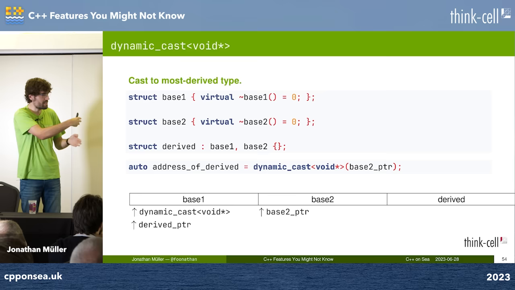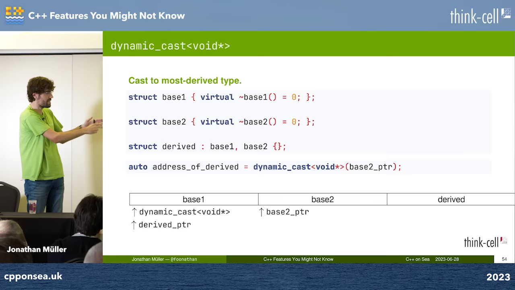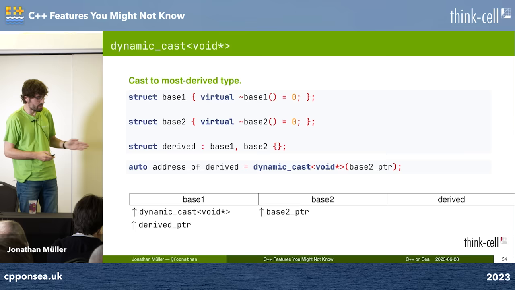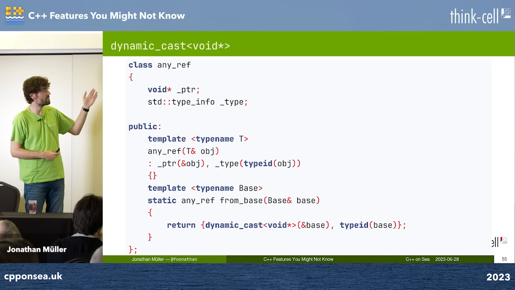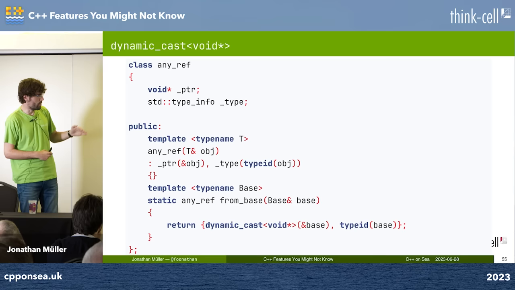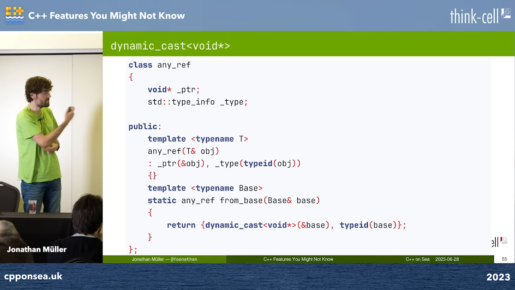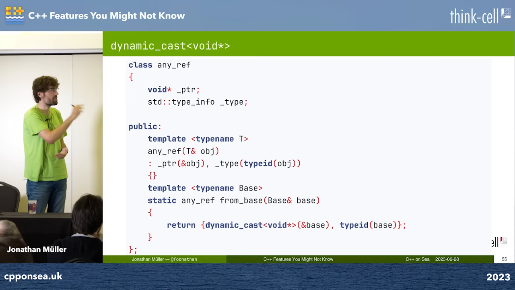So you cannot have a dynamic_cast that gives you the correct type, because that would mean the type changes dynamically. But you can get a void star to sort of get the offset. One use case, for example, is an anyref, which is like a pointer to anything. It stores the void star and the type info, and you can initialize it from a reference by just taking the address and using typeid. Or you can have a base class. Typeid still gives you the correct type, but if you want the correct address, you need to use dynamic_cast to void star to get the true address of the object you're dealing with, and then you can downcast from there.